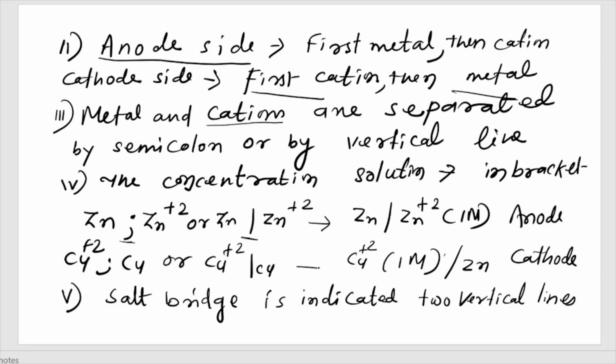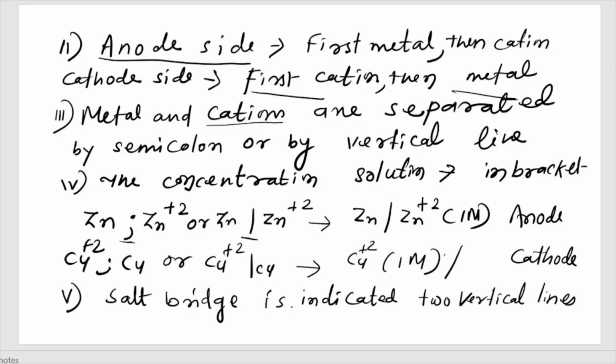And on the cathode side, first the cation. So Cu plus 2, that means Cu plus 2 oblique Cu. So here Cu plus 2 1M oblique. Something is wrong here, because for Cu plus 2 1M, that should not be Zn, that should be Cu. So I have to correct this. This is not Zn, this is Cu.